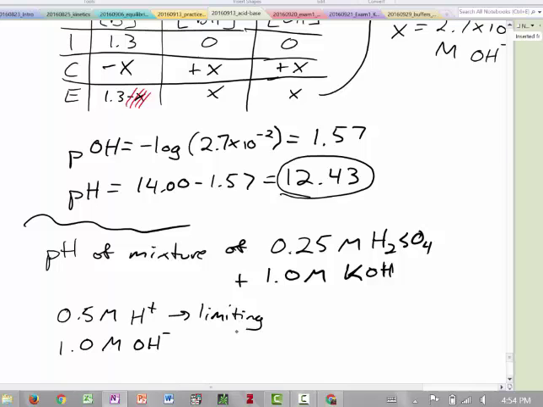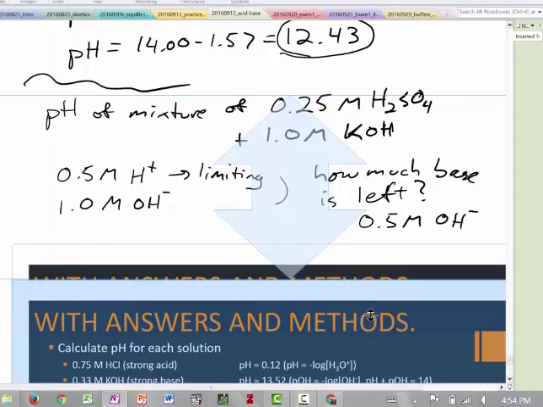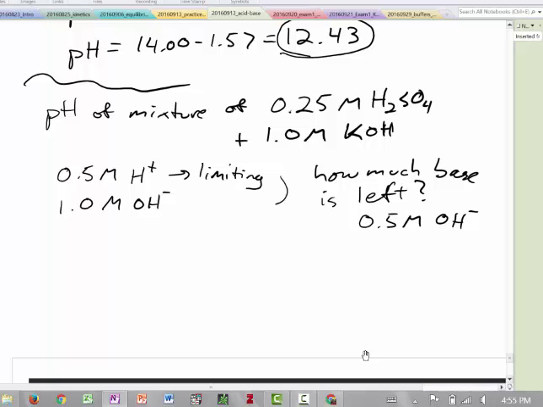What happens to limiting reactants? They get used up. So they're all gone. I will not have any acid. This is now a base problem. How much base is left? Yeah, exactly. Now that you know how much OH minus is left, you can calculate your pH. So go ahead and do that one from there.